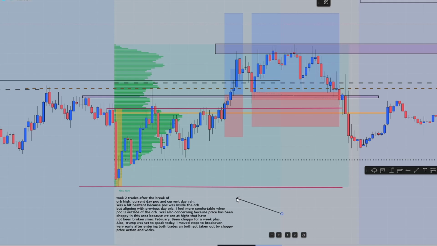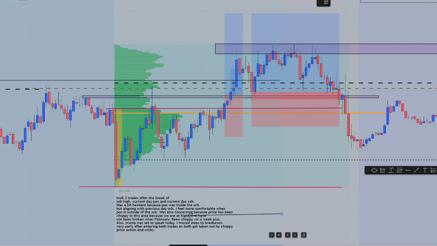But you also have to remember that point of control is considered a lagging indicator. So I can't always use that as a confluence mechanism, you feel me? So yeah, where were we? I feel more comfortable when point of control is outside of the orb.